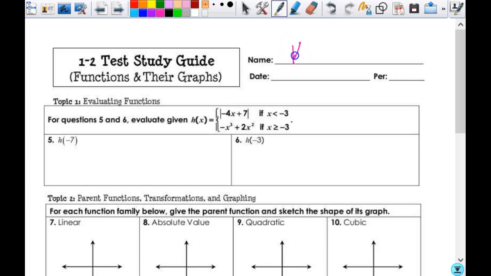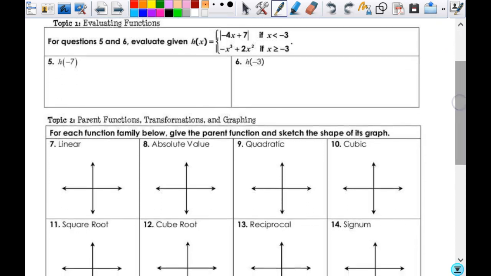Alrighty, here is your key to your test review. So we're going to start with evaluating this piecewise function. I'm looking for h of -7, so I have to look and see which of these two this would fit into. -7 is less than -3, so I'm going to substitute it into this first one. h of -7 equals the absolute value of -4 times -7 plus 7. So that gives me the absolute value of a positive 28 plus 7, which is positive 35. So h of -7 is 35.